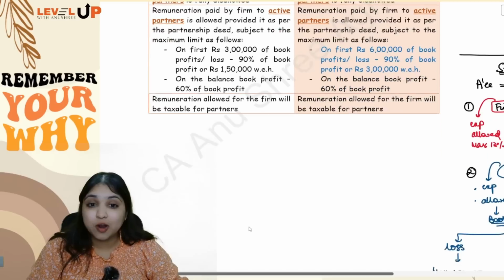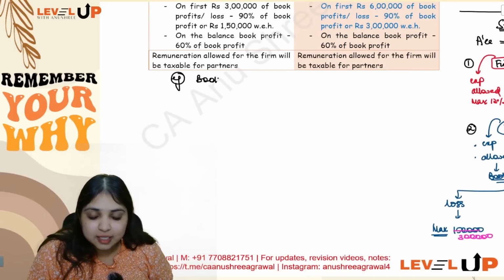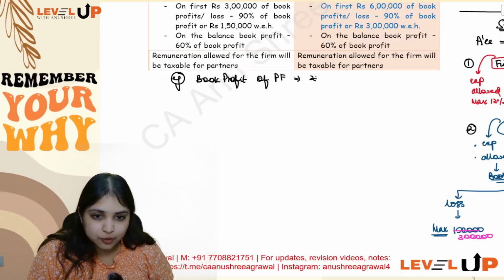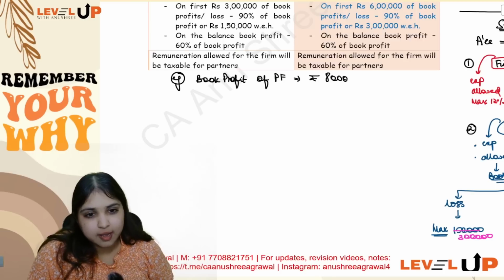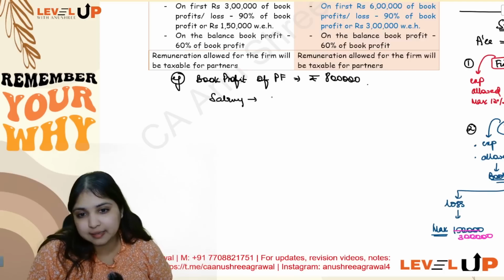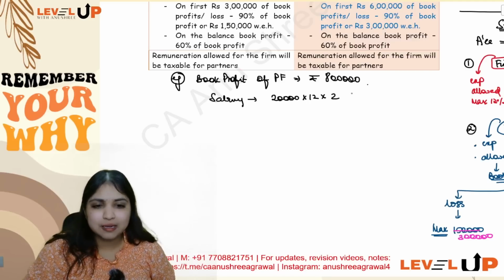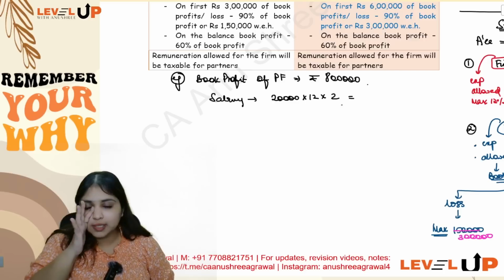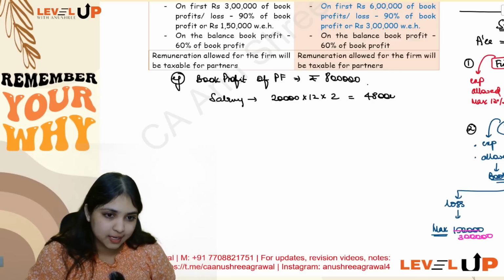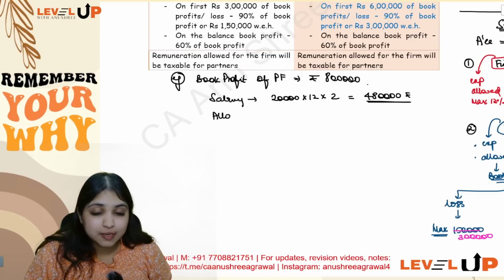Okay, let's take one small example, guys. Let's do the calculation and see. Let's say the book profit of your partnership firm was rupees 8 lakhs. And the salary which my partnership firm has paid to the partners is 20,000 per month to 2 partners, and both the partners are working partners, let us say. So totally my firm has paid 4,80,000 salary to the partners. I need to know what is the salary that will be allowed for the firm.